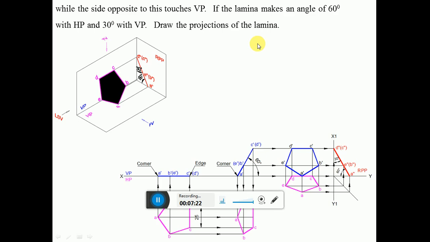Whether the problem is right or wrong, how are we going to come to know? Here, the corner is resting on HP, the side opposite to the corner touches VP. Here also you can see the corner is resting on HP, the side opposite to the corner touches VP. And the surface makes an angle of 60 degrees with HP here. That surface is also inclined to HP. So this is HP and this is VP in the profile view, 60 degrees to HP and 30 degrees to VP, and the corner is resting on HP, and this is a regular pentagon of 25 mm sides. So this is how we will be able to solve this particular problem.